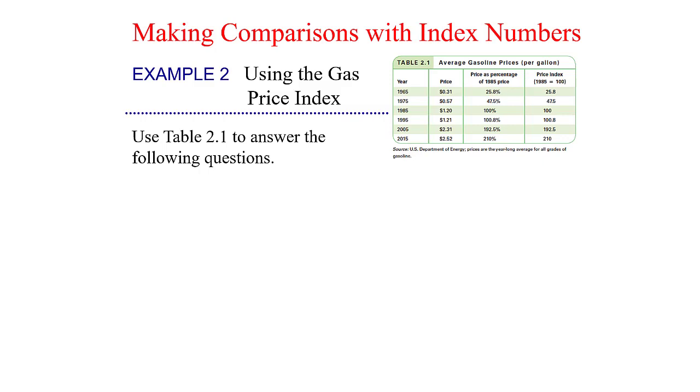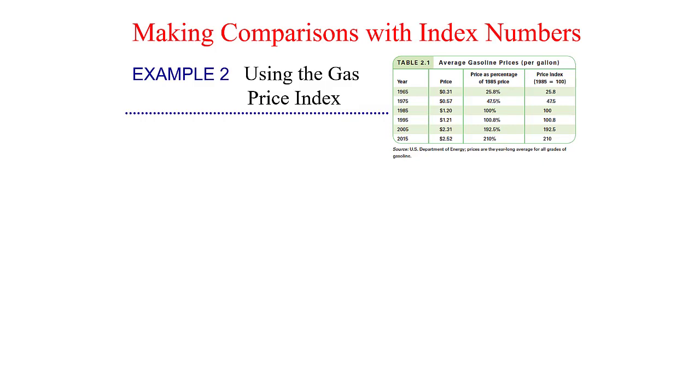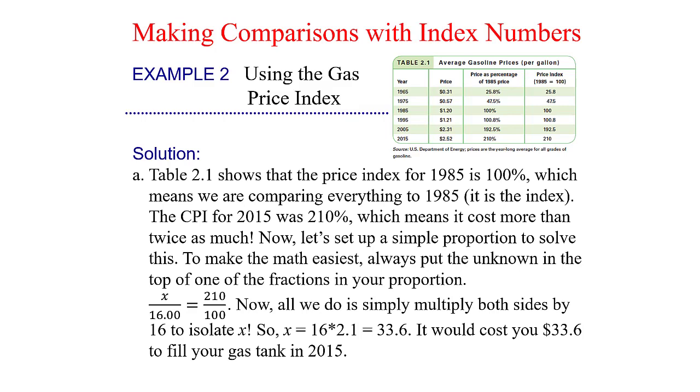Okay, so let's compare these index numbers to be able to answer other types of questions, like if it cost $16 to fill your gas tank in 1985, how much did it cost to buy the same amount of gas in 2015? So instead of looking for price index numbers, we want to know actual prices. Well, that's fine, because we're just going to set up the same type of ratios. We're just going to have a different missing value. So the solution is we take what we know. We've got the index price for 1 year. We've got the index price for another year. We've got the cost for 1 year, and we're trying to find the cost for another year.